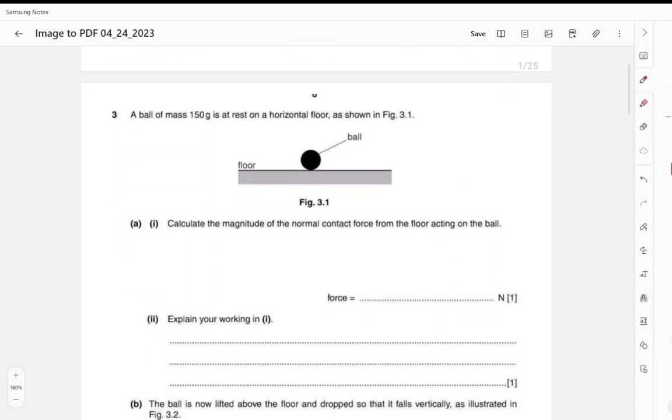Okay. A ball of mass 150 gram, be careful, it is given in grams, is at rest on a horizontal floor as shown in figure 3.1. यार ये जो मैं questions करा रहा हूँ ना, यही कर लो, बहुत है, more than enough है for you to actually clear your paper with an A. Anyways, I'm just going to be helping you out. आप लोगों का तो देर में है, लेकिन A2 वालों को तो बहुत जल्दी है, so उनके लिए भी काम करना है मुझे. Anyways, guys, a ball of mass 150 gram is at rest on a horizontal floor as shown in figure 3.1. Calculate the magnitude of the normal contact force from the floor acting on the ball.